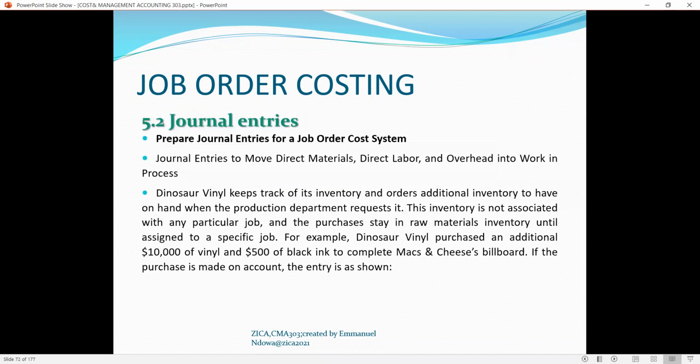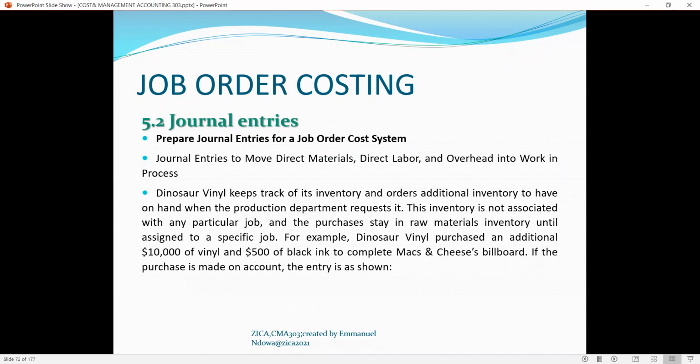So I've got a scenario here. Dinosaur Vineyard keeps track of its inventory and orders traditional inventory to have on hand when the production department requests it. This inventory is not associated with any particular job, and the purchases stay in raw materials inventory until assigned to a specific job. So you can see that, as I highlighted earlier, when you are purchasing material from the supplier, you are not purchasing material for a specific job, but for the whole production unit, and then you place it in your warehouse.